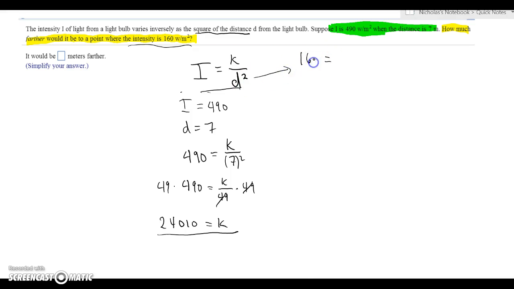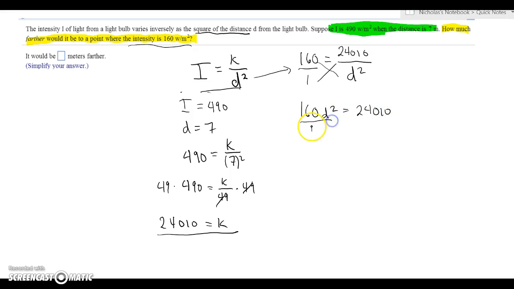equals, sorry, that's definitely a 0. K is 24010, and then we don't know the distance, so we just put that d squared in there, and that's what we're going to be solving for. So now I'm going to go ahead and we're just going to cross multiply here. 160 times d squared is 160 d squared, and then 1 times 24,010 is just 24,010.